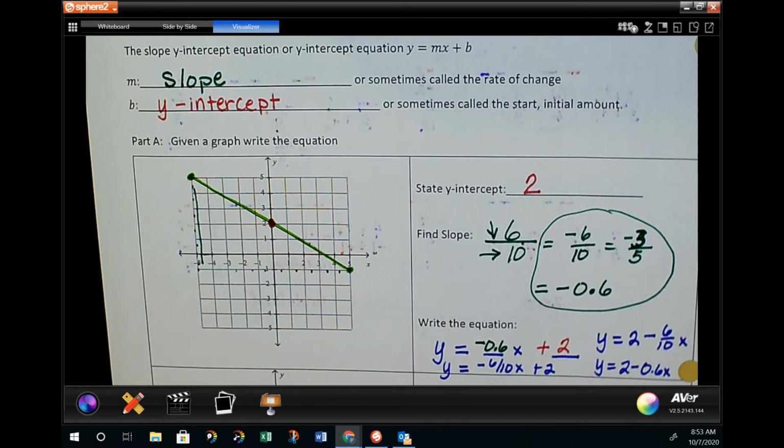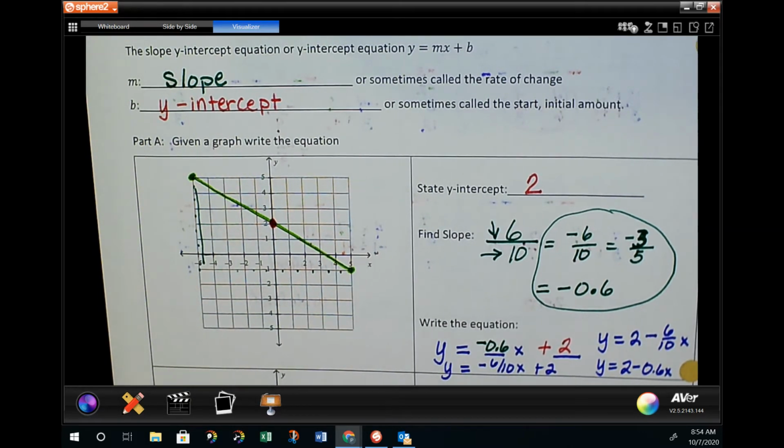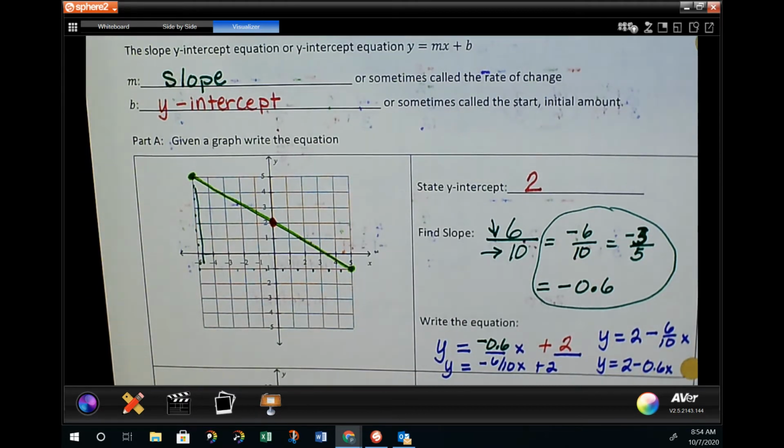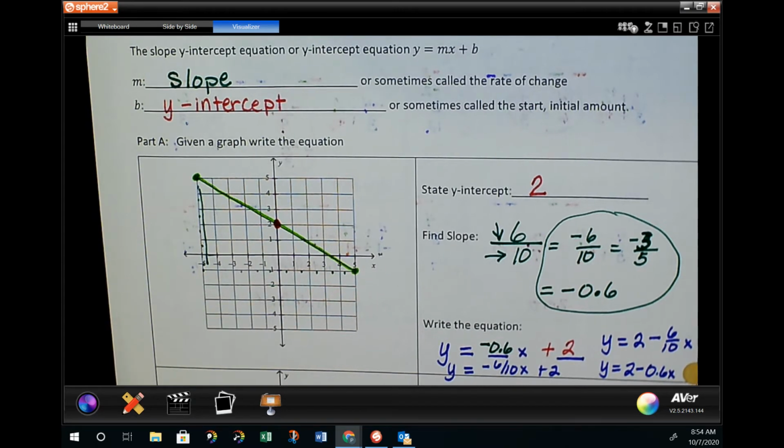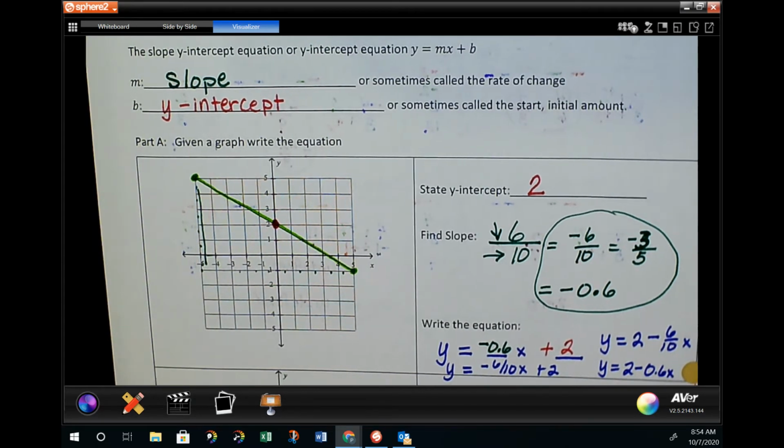And then you have x, and then my y-intercept is negative 4. So I'm going to subtract 4. So again, your slope was 1.2. You can have 6/5, or you can have 12/10. I don't care. And then you have minus 4.